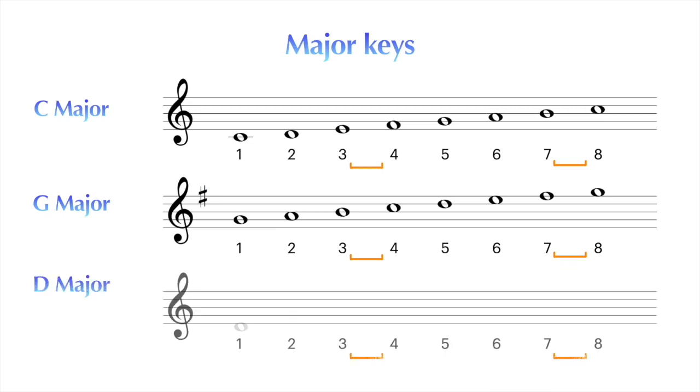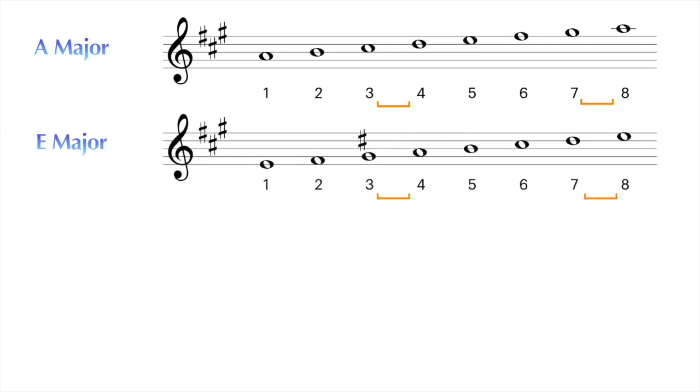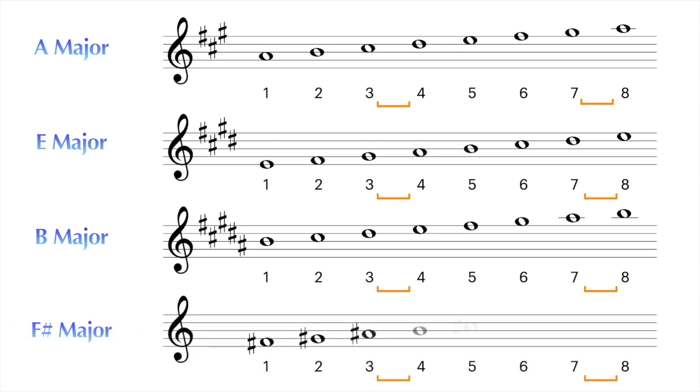In D major, we have F sharp and C sharp. To make things simpler, we'll keep the F sharp on the 5th line and then C sharp on the 3rd space. Like D major, we have F sharp and C sharp, and then G sharp is added. And then E major, D sharp is added. And B major, A sharp is added. And for F sharp major, even though we have F sharp in the 1st and 8th degree, we can simply put one F sharp on the 5th line. Lastly, E sharp is added.